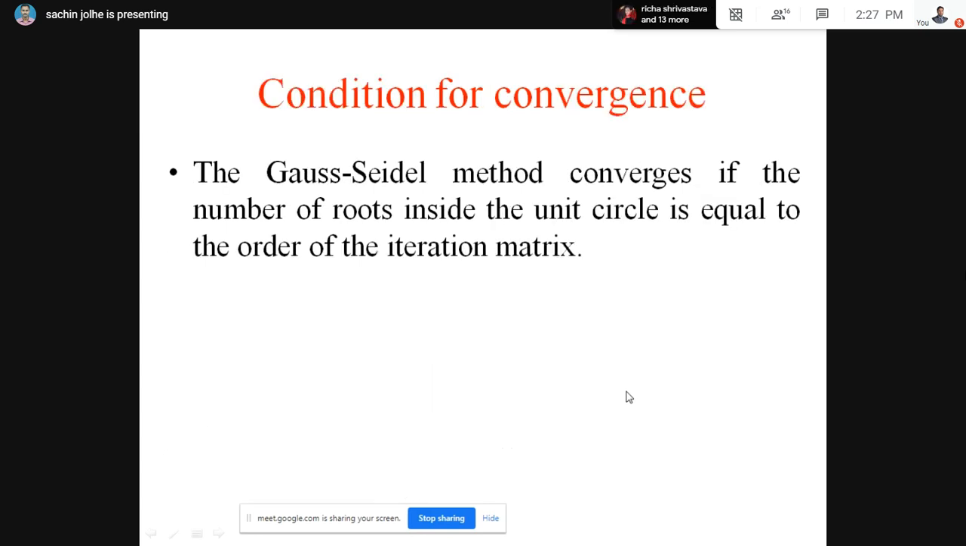What is the exact condition? The Gauss-Seidel method converges if the number of roots inside the unit circle is equal to the order of the iteration matrix. This is also one of the things we have to consider whenever we use this Gauss-Seidel method.